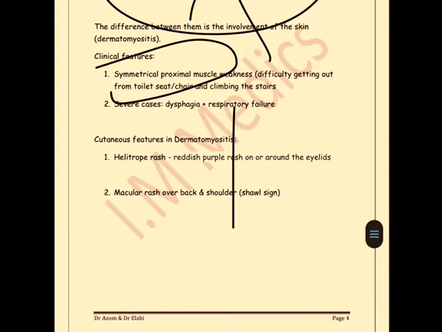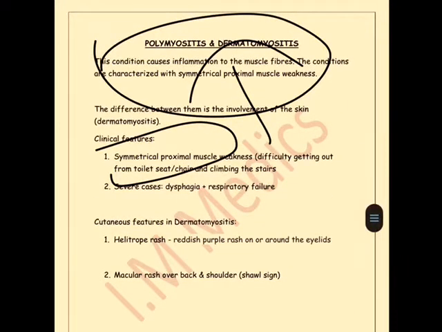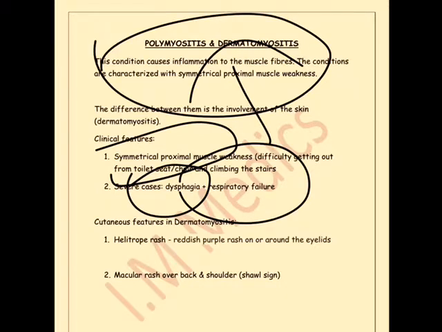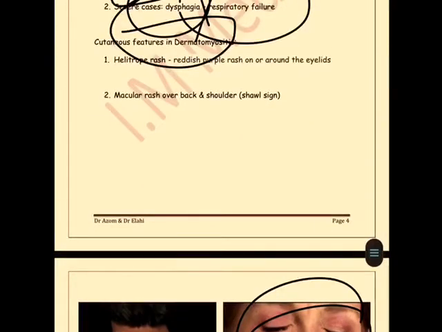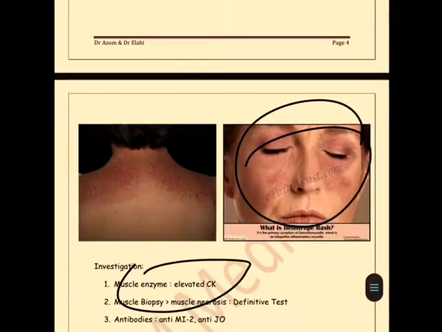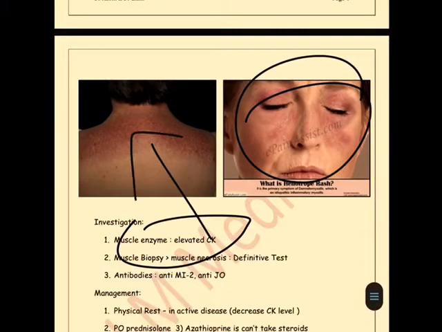Both conditions will cause proximal muscle weakness, as I said to you, and in severe cases it causes dysphagia and respiratory failure because this is involving the muscle. In terms of dermatomyositis, the difference between these two is the involvement of the skin. Dermatomyositis involves the skin. It causes two things you need to know. First one, heliotrope rash. This is basically a reddish purplish rash around the eyelid here, and the other one you need to know is the shawl sign, a macular rash over the back and the shoulder, like here. These two you need to know.